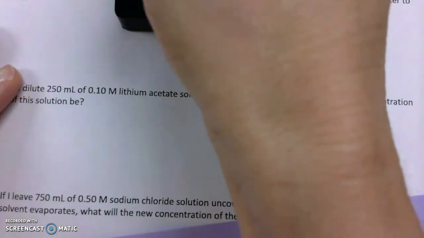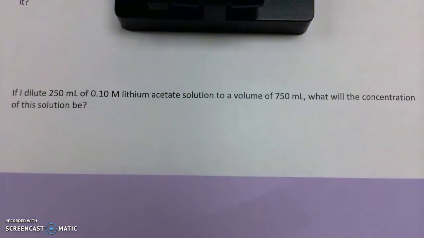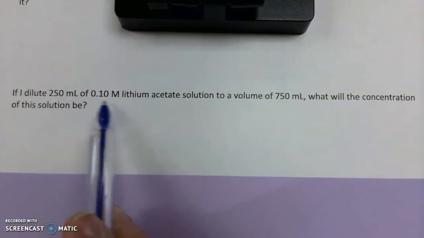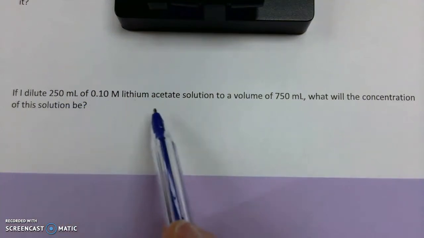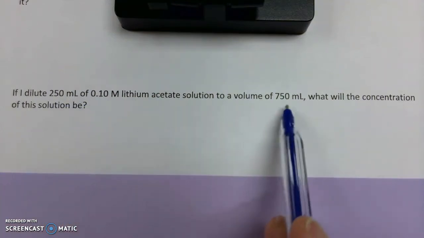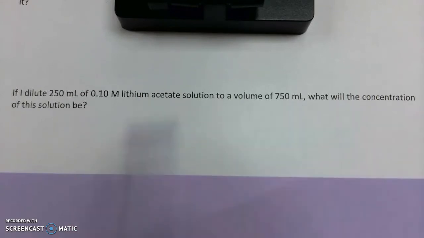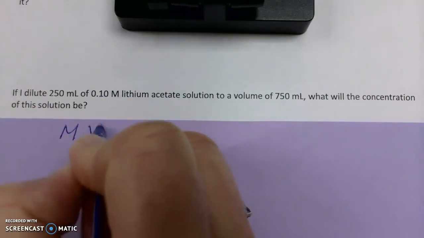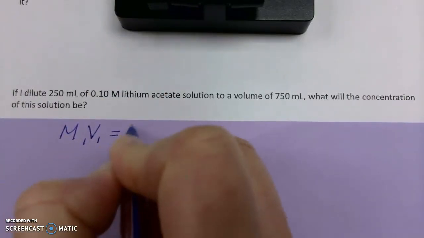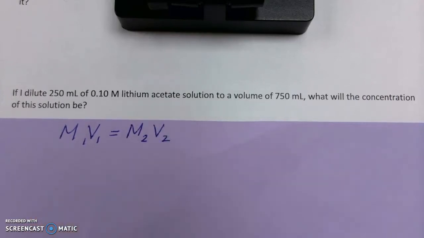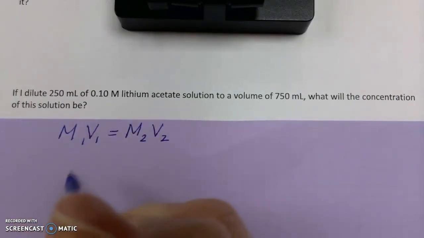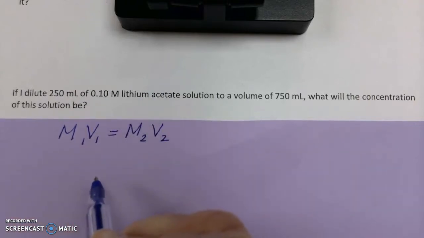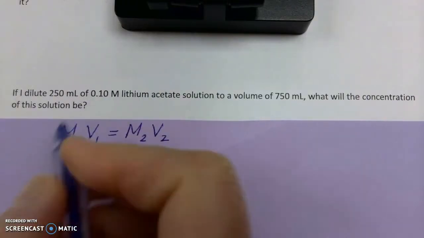Let's do the second problem here I have. All right, so if a dilution is 250 milliliters, 0.1 molarity of lithium acetate solution to a volume of 750, what will the concentration of the solution be? Notice that this isn't saying that we're adding any extra, so when we solve this equation, and I'm going to solve it using our M1V1 is equal to M2V2, again, you're welcome to take the molarity and calculate moles of this solution. However, this is the lesson that I'll be teaching you today.